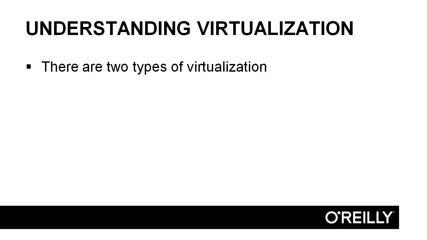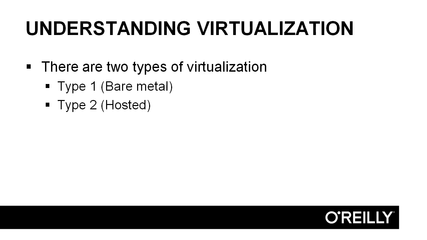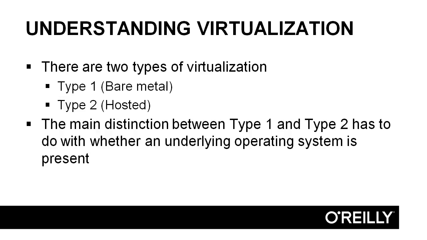Now, there are two types of virtualization you could see mentioned on the exam, but you will run into these and hear these terms out there in the real world. They are type 1 or bare metal virtualization and type 2 or hosted virtualization. The trick to remembering the distinction between them is whether or not there needs to be an underlying operating system present for the virtualization to take place.